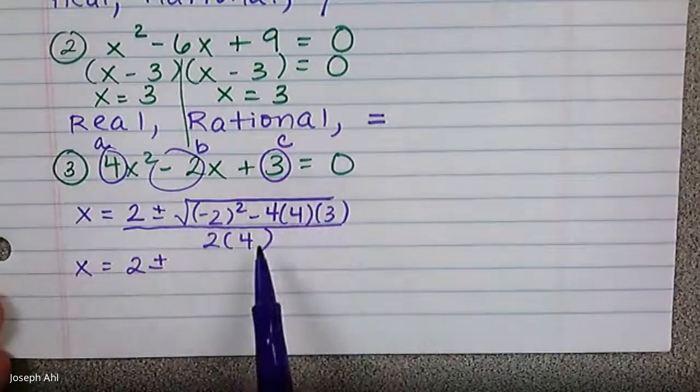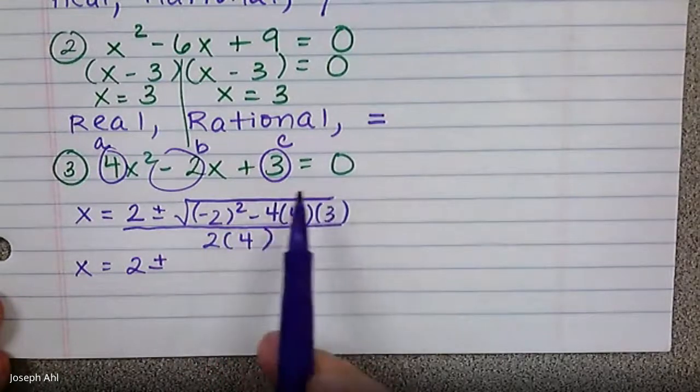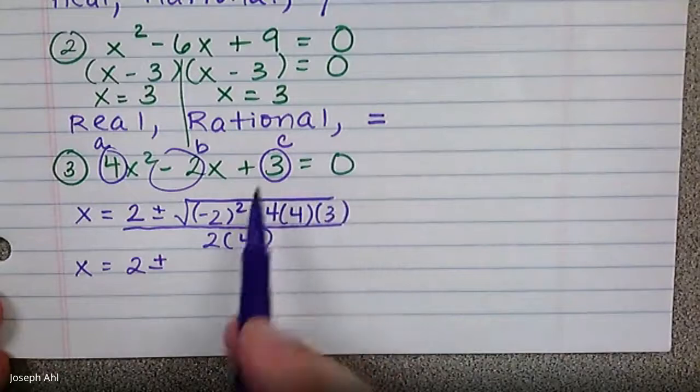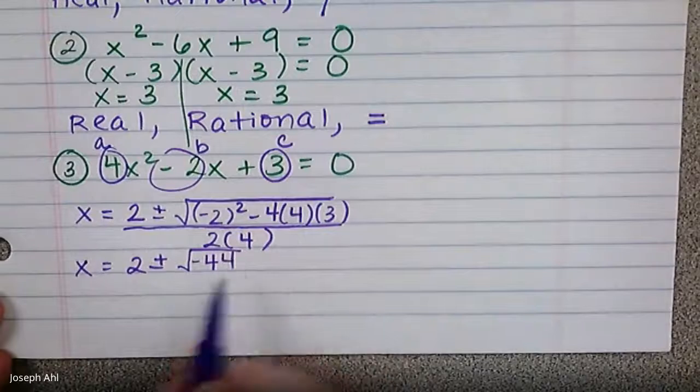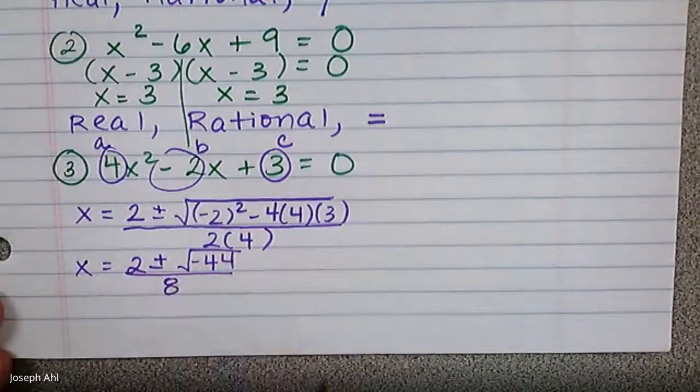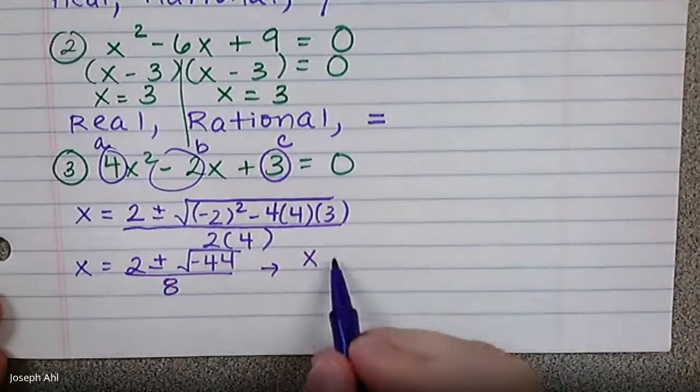Cleaning up what's underneath here and then kind of going from there. -2 squared is 4. These 3 things would multiply to 48. So we get 4 minus 48, which is the square root of -44, and that's all over 8. All right, so from there, how do I simplify the square root of -44?